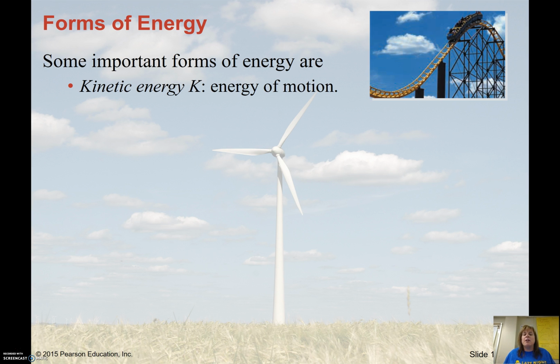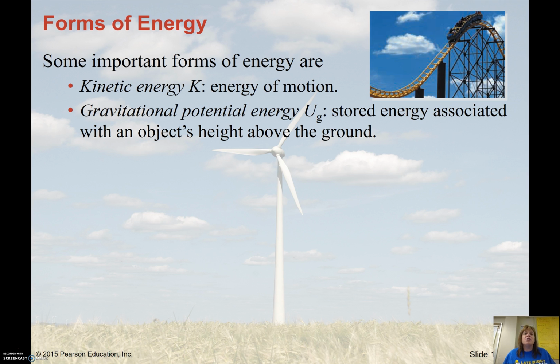The first and very important is kinetic energy. Anytime you're moving, you have kinetic energy. Kinetic energy, symbolized by a K, is the energy of motion. There's gravitational potential energy, which is symbolized by a capital U, little g, and this is stored energy. It's energy that's stored by putting an object at some height above some reference point. We usually use the ground as the 0 point, but it could be really any point.